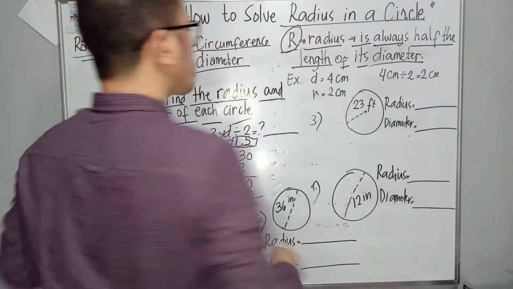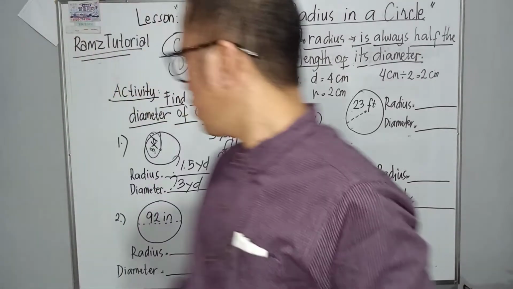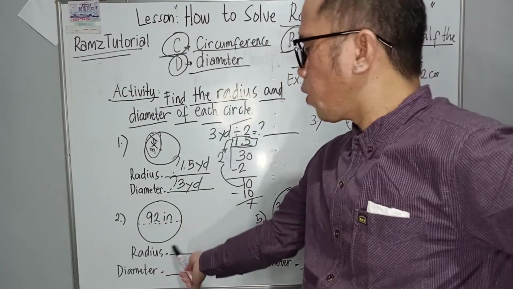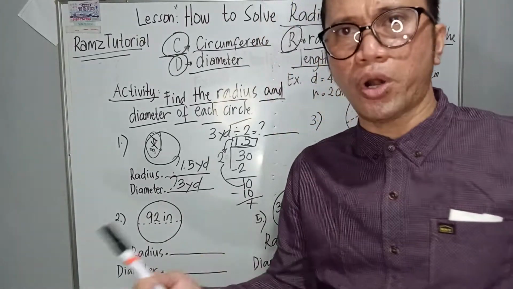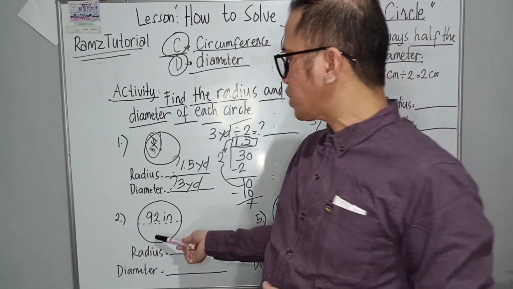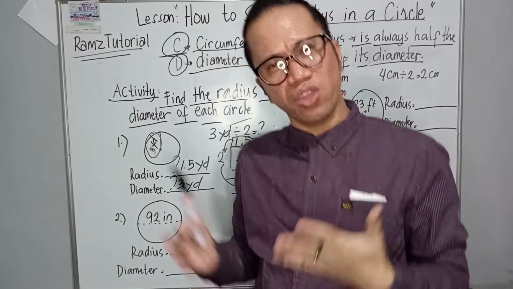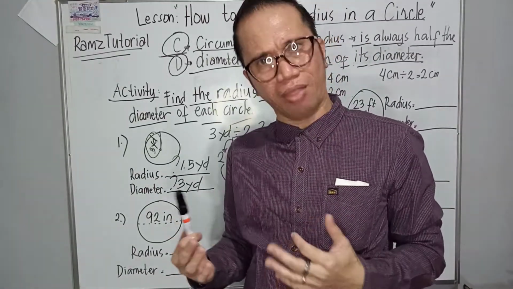Okay, now we're going to proceed to number 2. We have our problem. We're going to find out, with the same procedure, guys, the radius and the diameter. Remember our problem here, we have 92 in, which is 92 inches. In short it is IN or in.